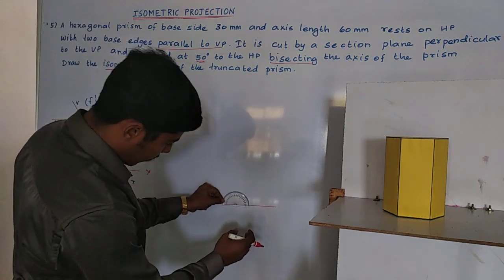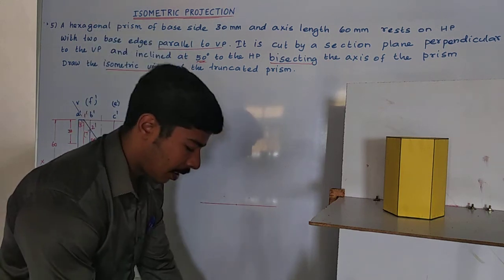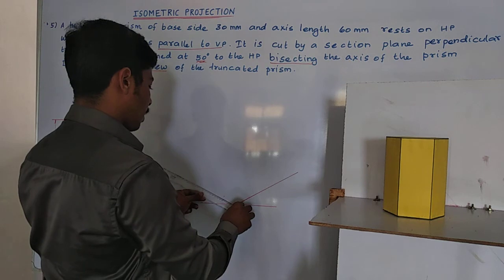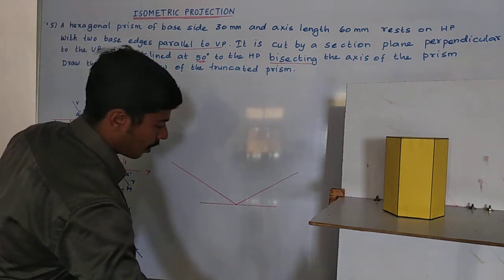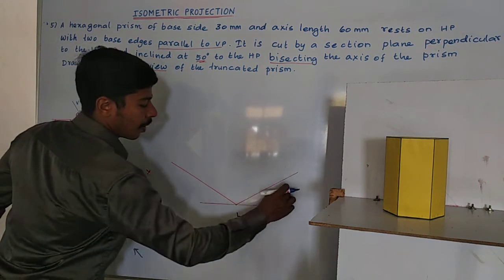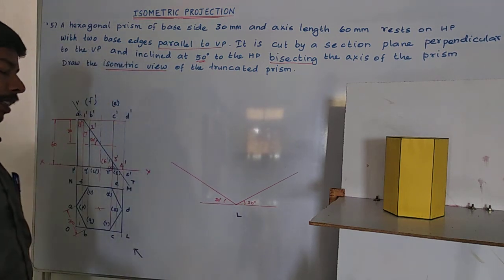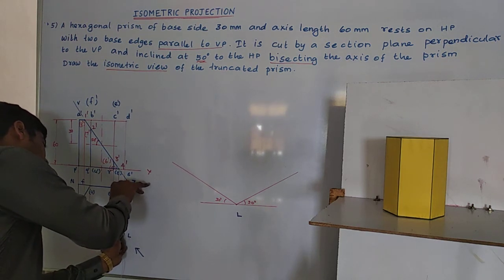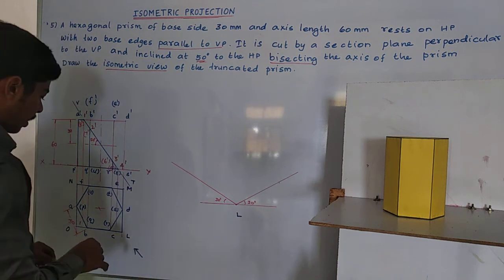Then keep the protractor here and mark 30 degrees on either side. So 30 degrees here also. This point is L. This side is LO, this is LM. Here the angle is 30 degrees, and here also we mark 30 degrees. Then just measure the length LM and mark it here from L. Then LO.